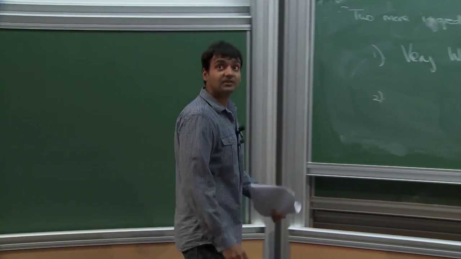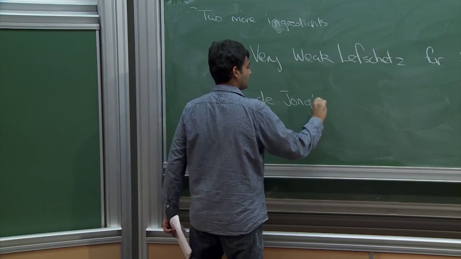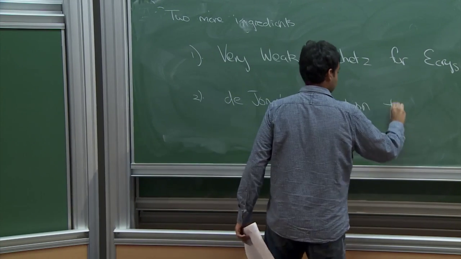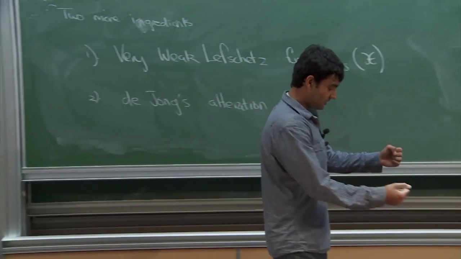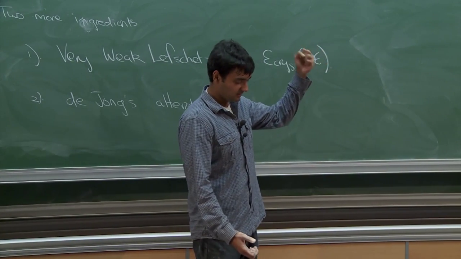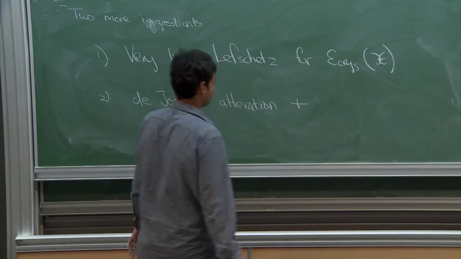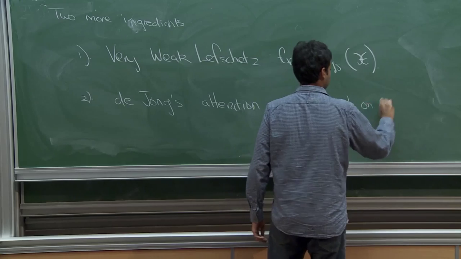And then the second ingredient, and then I'll stop, is sort of de Jong's alterations plus something. And so the result we need is that in the proof, we want to make some alterations in a way that they're étale at a given point. Now, one can do that, but one has to actually prove it. So some control on the étale locus.